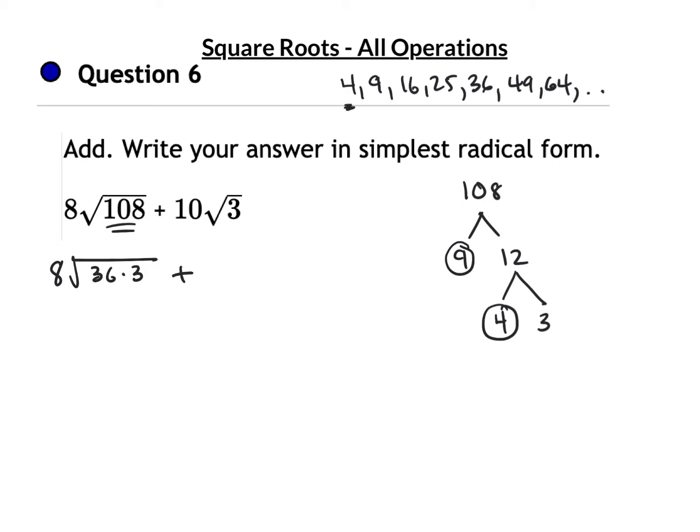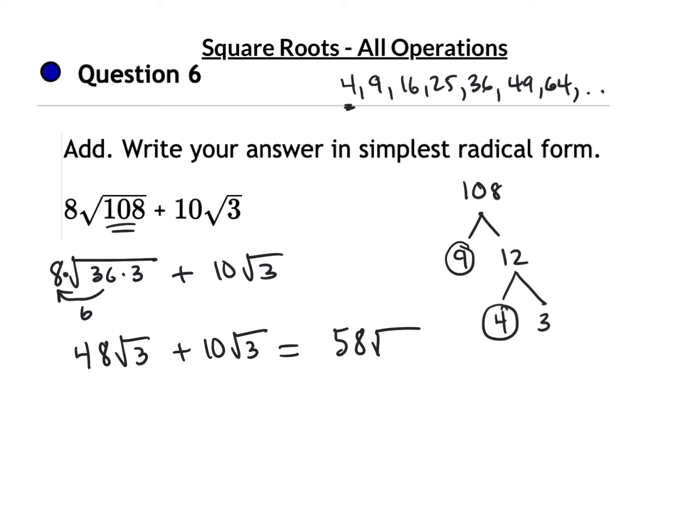That's 108. I can simplify that because the square root of 36 is 6. I'll take it out in front and multiply. 6 times 8 is 48. 48 root 3 plus 10 root 3. Those are like terms. I can add them. That's 58 root 3.